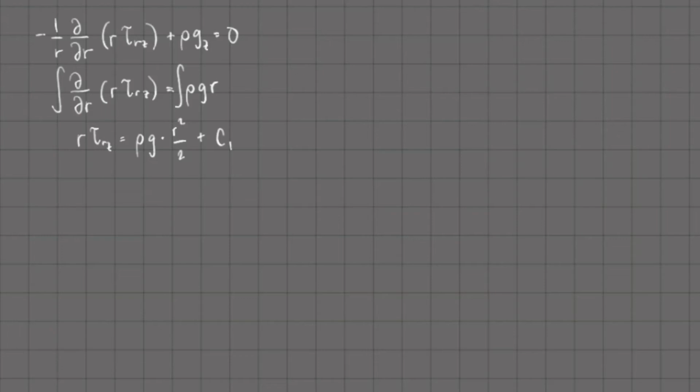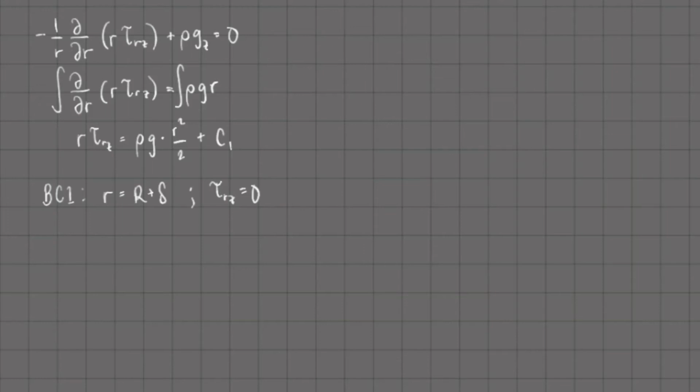Now, for our first boundary condition, we need to take a look at the condition at the free surface of the flow. At the free surface, remember that is at the position r is equal to capital R plus del. This is the surface of the fluid that is the farthest away from the solid boundary. That is the wall of the pipe. Okay? At this free surface, always remember that the shear stress is equal to 0.